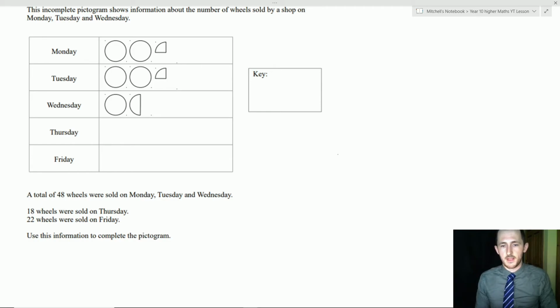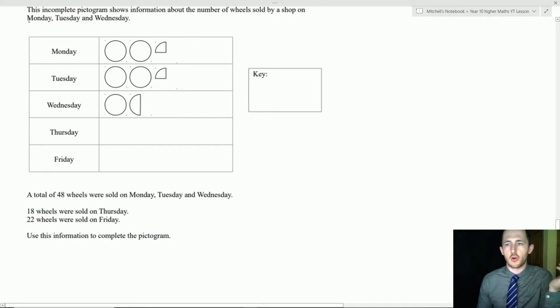Okay, so if we read this out, a total of 48 wheels were sold on Monday, Tuesday, and Wednesday. Actually, let's read the question. It shows information about the number of wheels sold by a shop on Monday, Tuesday, and Wednesday. So 48 wheels were sold on Monday, Tuesday, and Wednesday. That's a total. So, Monday plus Tuesday plus Wednesday is 48.